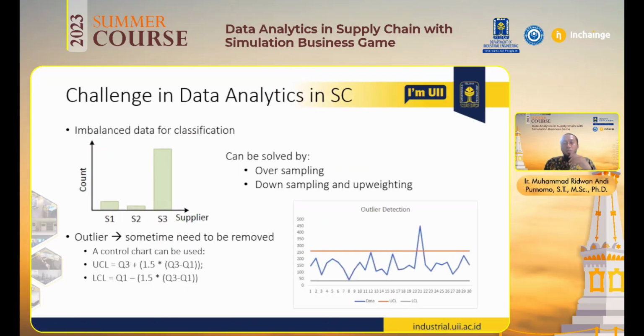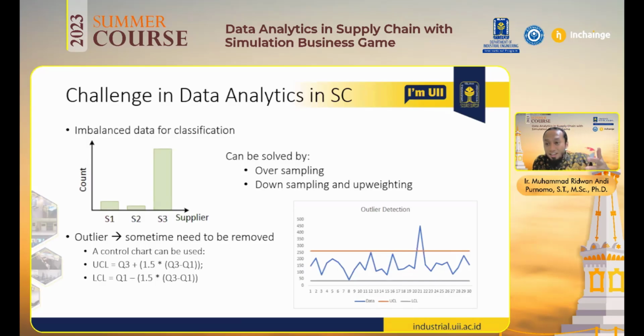Okay, now we are talking about challenges in data analytics in supply chain. Sometimes we get imbalanced data, let's say for classification. For example, we want to select a supplier. Let's say we want to purchase material. Then before we place an order with our supplier, we need to analyze their performance.